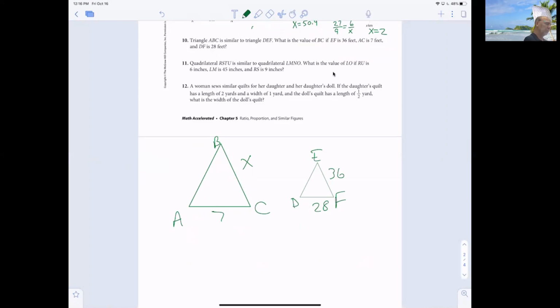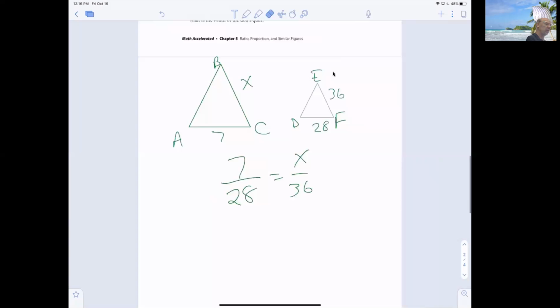Oh yeah, I did. So what is it? 7 over 28. 7 over 28. And X over 36. Yes, thank you. I feel better about writing the proportions. And then cross multiply, divide. And when you did that, what did you tell me the answer was? X equals 9. X equals 9. Is everybody happy with that explanation?